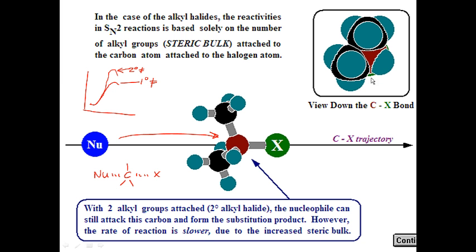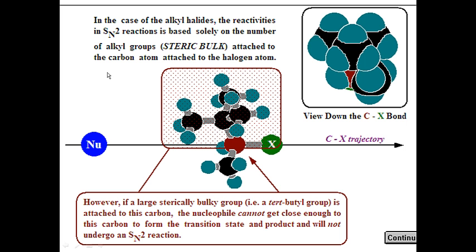So with these two alkyl groups, that transition state energy goes up, and of course your activation energy goes up, which means going through the secondary alkyl halide transition state occurs slower than going through the primary one. But if you look at it just in terms of steric bulk, secondary is more bulky than primaries, therefore the nucleophile is going to have a harder time reacting with that carbon.